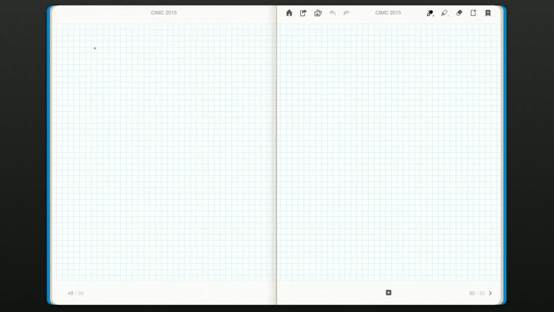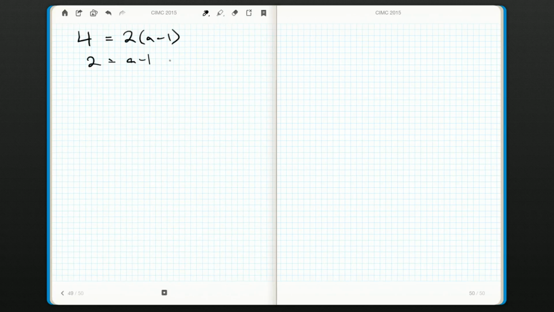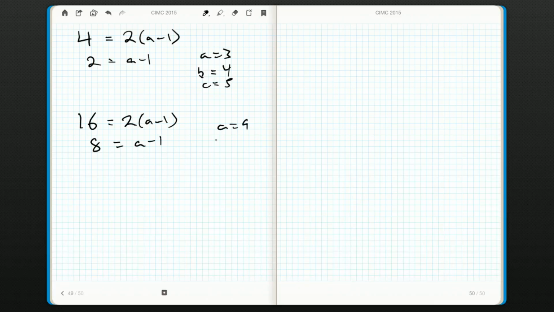Well, I think they'll just give us values for A. So 4 is 2A minus 1. So 2 is A minus 1. A is going to be equal to 3, and then we get 4, 5 for B and C. Okay, that's the one we've already got. And then the next one is 16. 16 is 2 times A minus 1. So 8 is going to be A minus 1. So A is going to be 9, B is going to be 10, and C is going to be 2A minus 1, wasn't it? So it'll be 17.